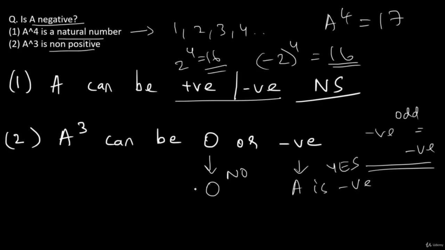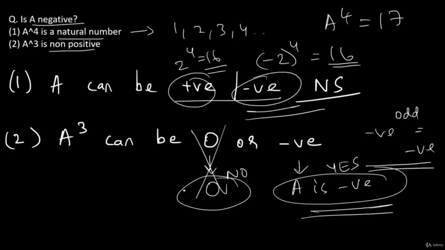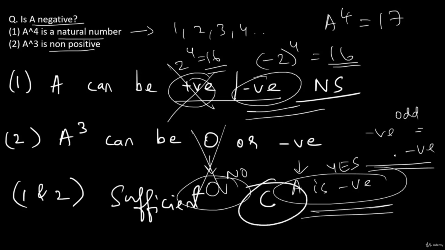So let's combine statements 1 and 2 together. Over here a can be positive or negative, and as per statement 2 a can be 0 or negative. When you combine these two together, a definitely has to be negative, because that's the overlap. 0 is here but 0 is not there over here, so this gets done away with, and over here you have positive, but as per statement 2 it can't be positive, so this is going away. Therefore statements 1 and 2 together is sufficient, and hence your answer is option C.